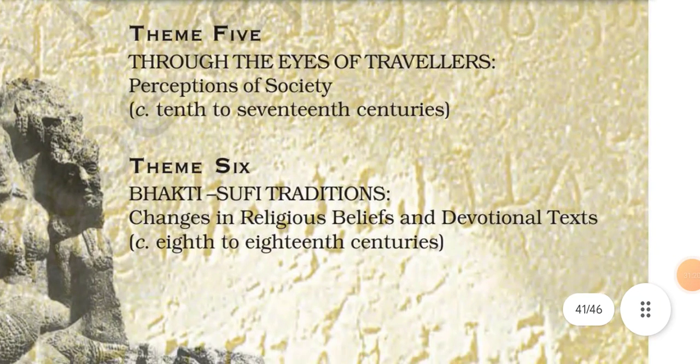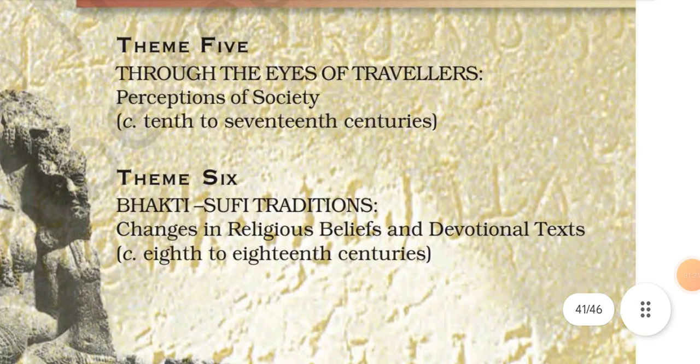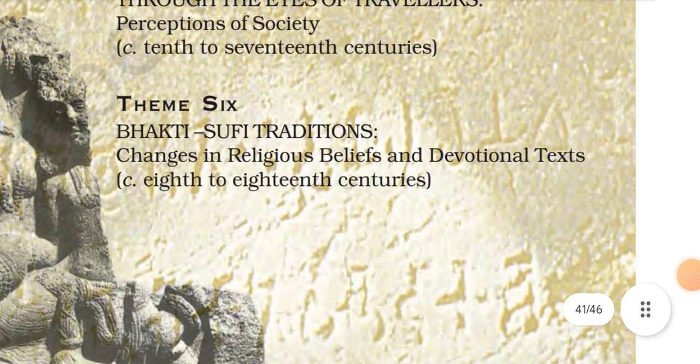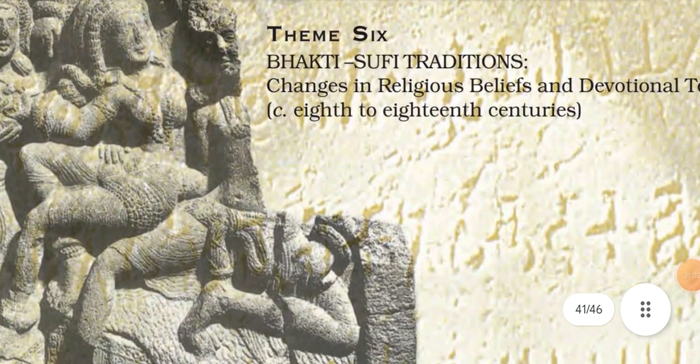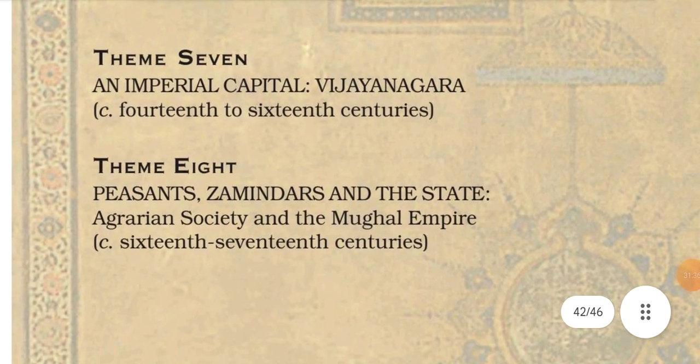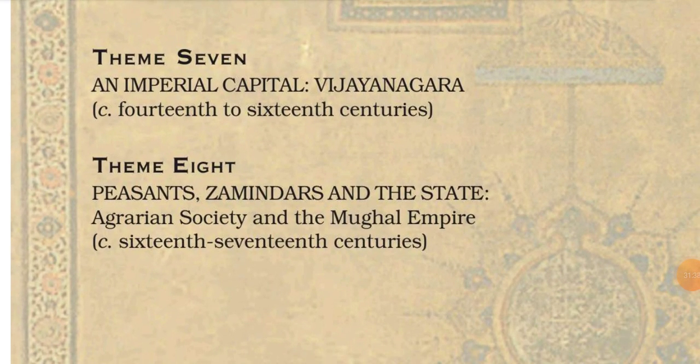Part 2. Theme 5: Through the Eyes of Travellers: Perceptions of Society, c. 10th to 17th century. Theme 6: Bhakti-Sufi Traditions: Changes in Religious Beliefs and Devotional Texts, c. 8th to 18th century. Theme 7: An Imperial Capital: Vijayanagara, c. 14th to 16th century. Theme 8: Peasants, Zamindars and the State: Agrarian Society and the Mughal Empire, c.